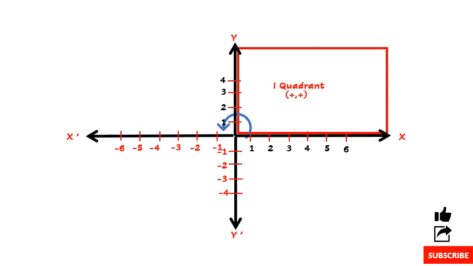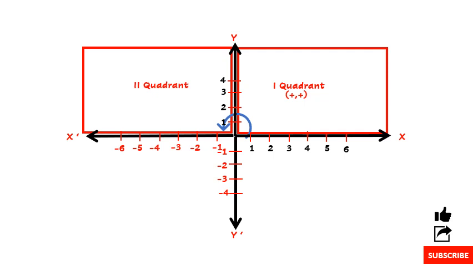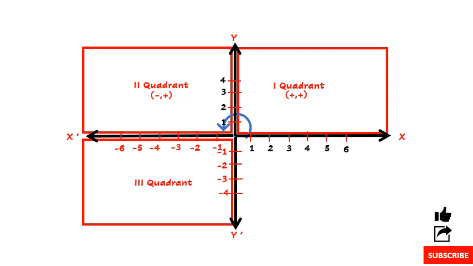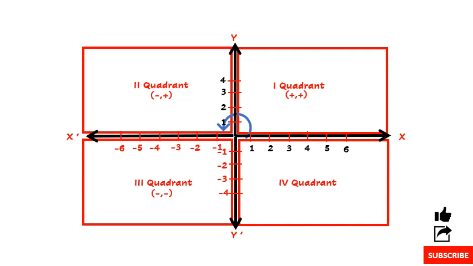The upper left-hand corner of the graph between the negative x-axis and the positive y-axis is quadrant 2. The x coordinate of a point in this quadrant is negative and the y coordinate is positive. The lower left-hand corner of the graph between the negative x-axis and negative y-axis is quadrant 3. The x coordinate of a point lying in this quadrant is negative and the y coordinate is also negative. Lastly, the lower right-hand corner of the graph between the positive x-axis and negative y-axis is quadrant 4. The x coordinate of a point lying in this quadrant is positive and the y coordinate is negative.